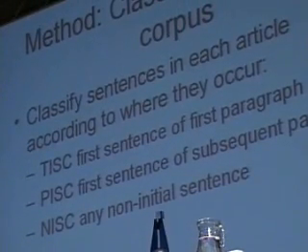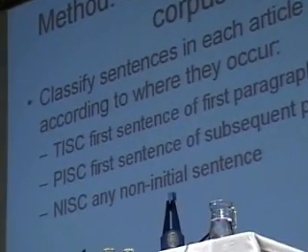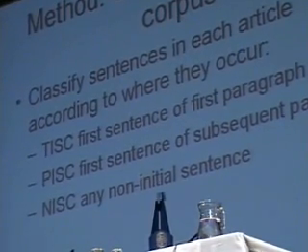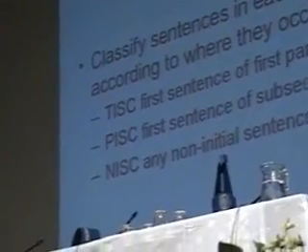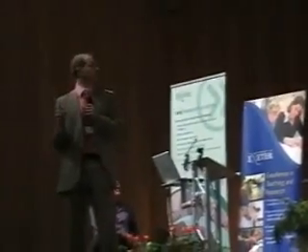So the first sentence of the first paragraph we put into a category called TISC, which stands for Text Initial Sentence Corpus. The first sentence of every subsequent paragraph, which is a non-initial paragraph, paragraphs that have at least 2 sentences in them, we classify as a paragraph initial sentence, and that goes into PISC. And then everything else which is in those paragraphs goes into NISC. Okay, so you see the TPN that we've been using in that grid, that's what those stand for. So those are our categories.